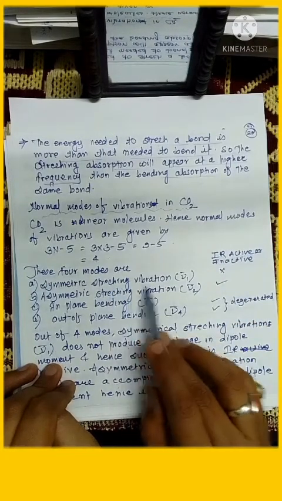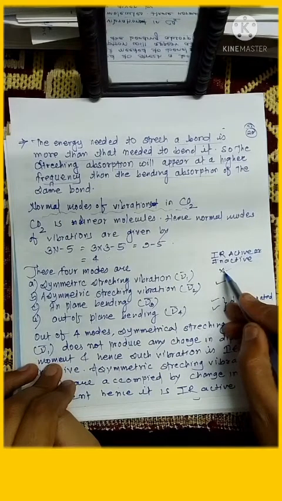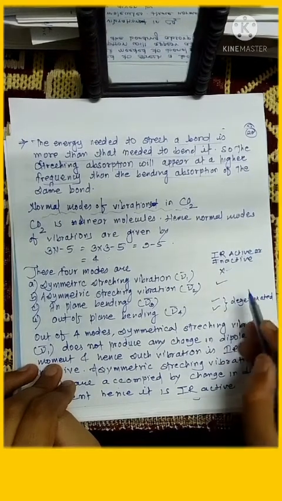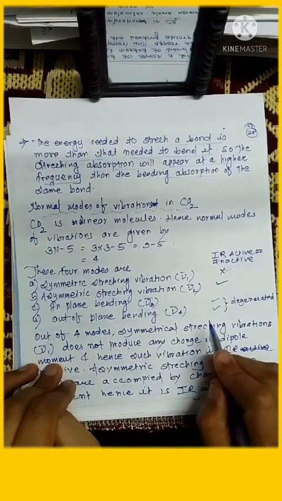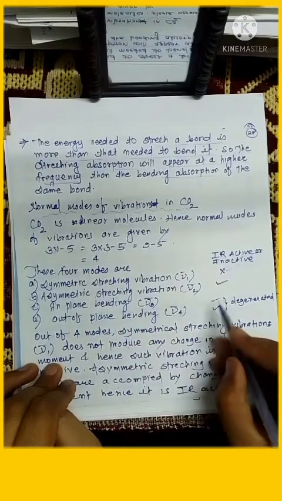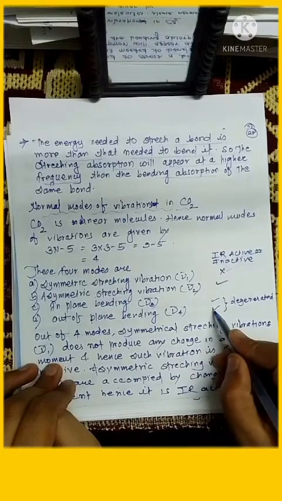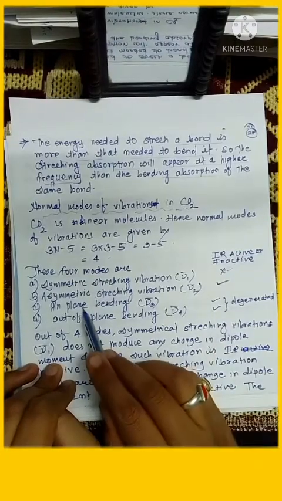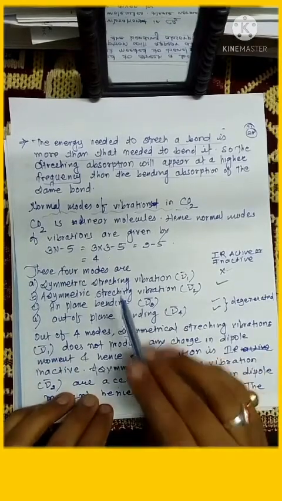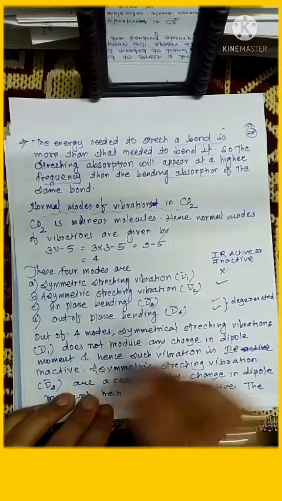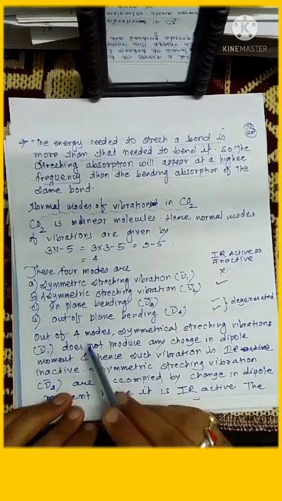Your symmetric stretching vibration is IR inactive. Your asymmetric stretching vibration is IR active. Your in-plane bending is IR active. Out-of-plane bending is also IR active. These two bending vibrations are degenerate. Now, why is symmetric stretching vibration IR inactive and the others active? We are going to see it.